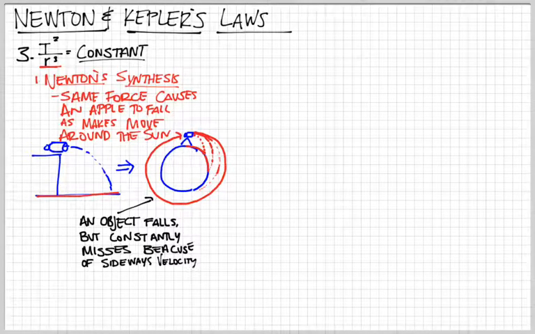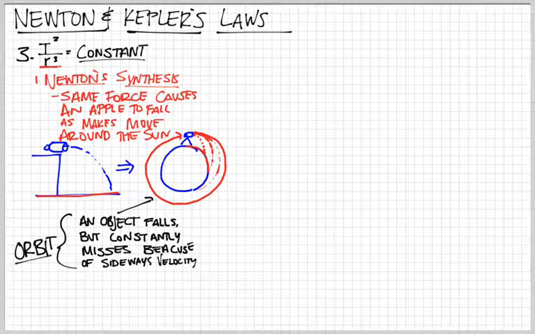Newton called this orbit. He said this is what it means for a planet to go around the sun. As a planet goes around the sun, it's accelerating towards the center of the sun, but it constantly misses the center of the sun because it has a very high sideways velocity. And we'll look at a little bit of that, and I'll give you a visual of it tomorrow.